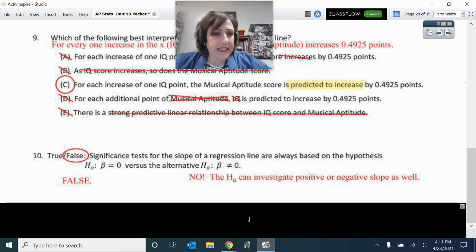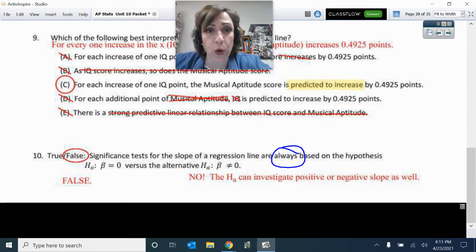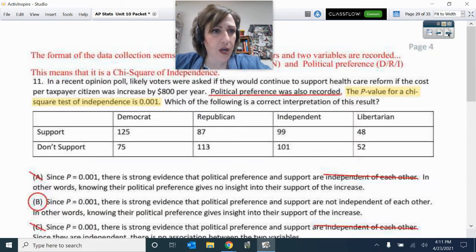Number 10, true or false. It says the significance test for the slope of a regression line is always... that word "always" is a flashing warning light. It's saying always or never, and you really want to investigate that on a true-false question, especially. Based on the hypotheses with the null being 0 versus the alternative not equal to 0, we saw that on a previous problem already. That is not true, because you can investigate positive slopes versus negative slopes as well. So that was number 10.